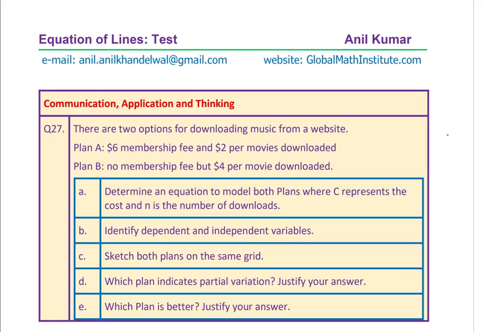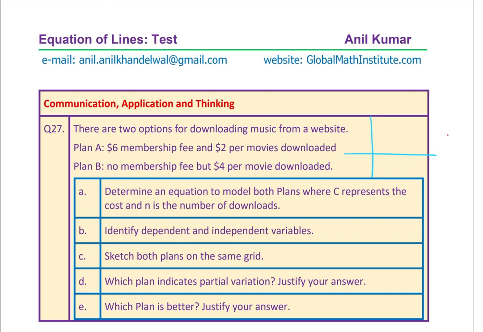Now here is a very interesting question. So there are two options for downloading music from a website. Plan A is $6 membership fee and $2 per movie download. And plan B, no membership fee. So if you graph this data, how will that look like? That should help you to answer these questions.